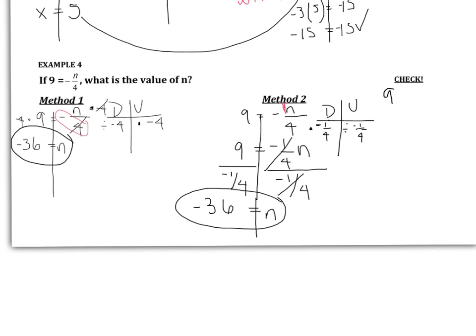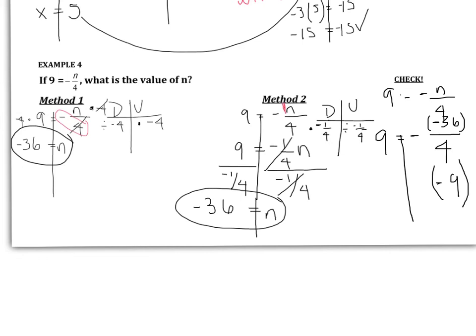So let's rewrite our original problem. We had 9 equals negative n over 4. Okay, now when we do this, we have to use our parentheses. So this is going to look like this. 9 equals negative. On the top, we're going to have, in parentheses, negative 36. Okay, whenever you're inputting a negative number, put it in parentheses. On the bottom, we'll have our 4. When you put this into your calculator, you need to evaluate your fraction first. So negative 36 divided by 4, that's going to give us a negative 9.